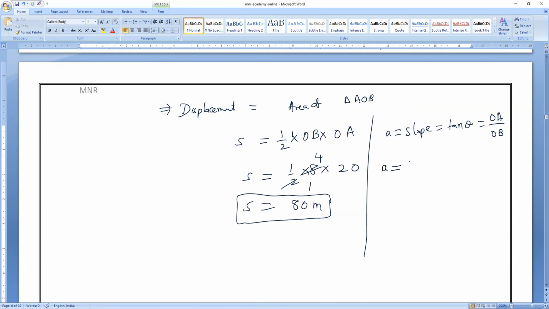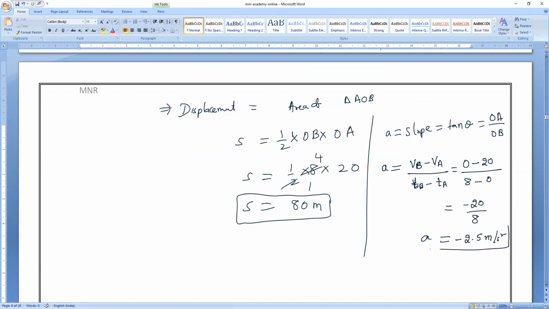We have to take final velocity VB minus initial velocity VA, divided by final time TB minus initial time TA. So final velocity is 0, initial velocity is 20, divided by final time 8, initial time 0. Which is equal to minus 20 by 8, which is minus 2.5. Acceleration is equal to minus 2.5 meter per second square.